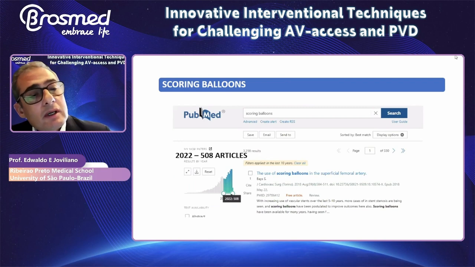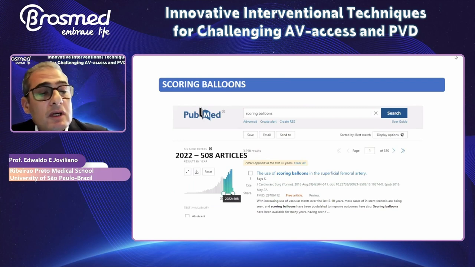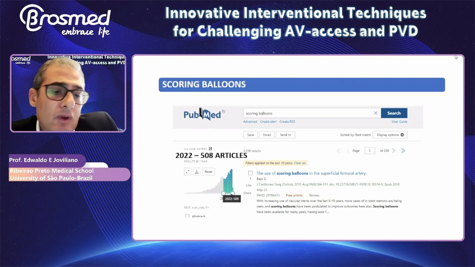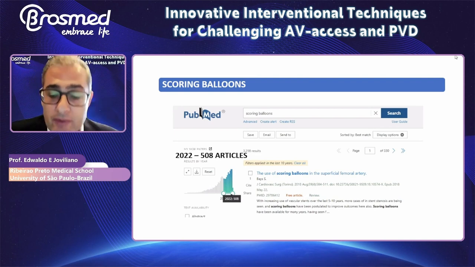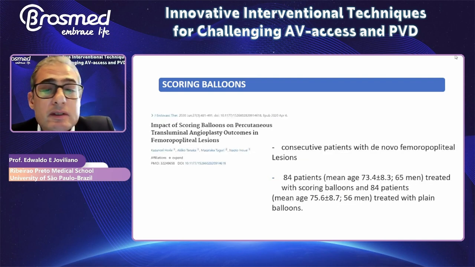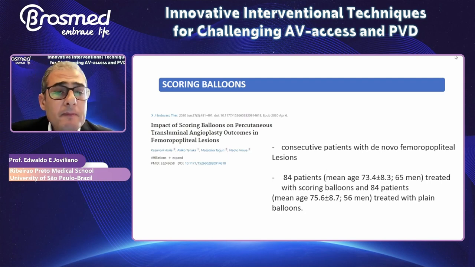If you take a look at PubMed, you can see that in 2022 there were more than 500 articles related to scoring balloons in peripheral artery disease. In this specific paper, consecutive patients with de novo femoropopliteal lesions were included: 84 patients treated with scoring balloons and 84 patients treated with plain balloons.